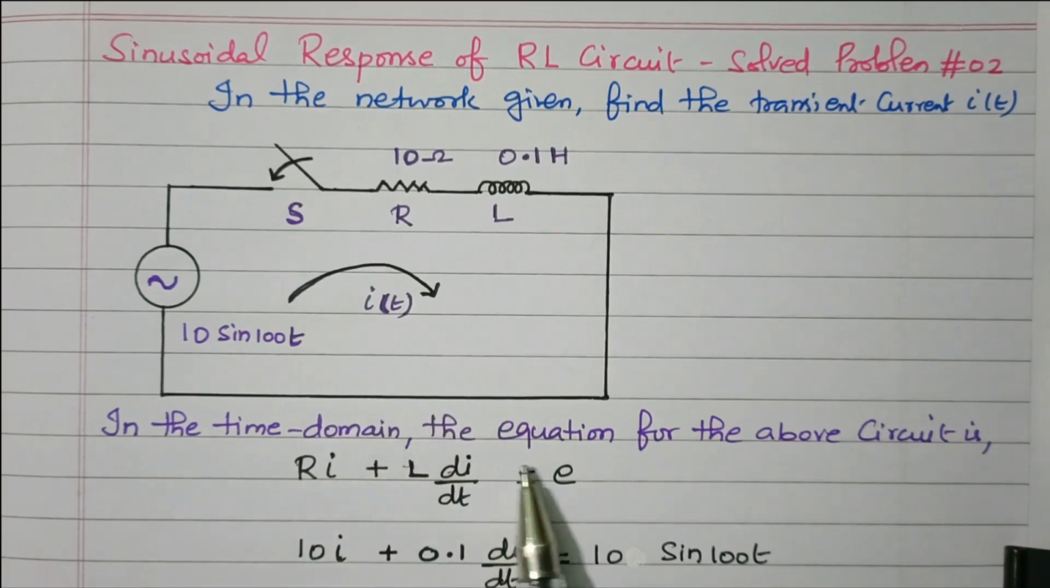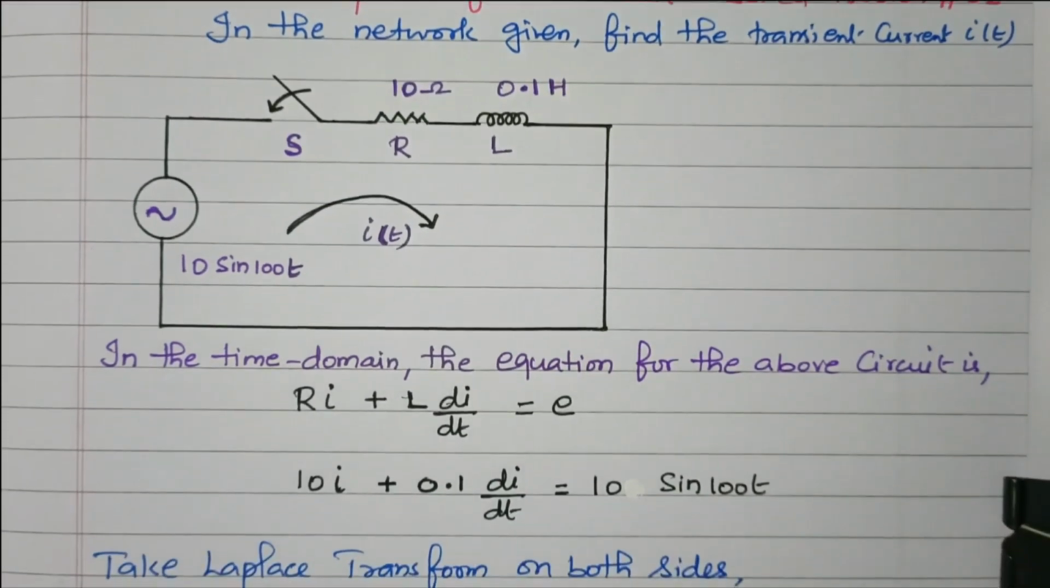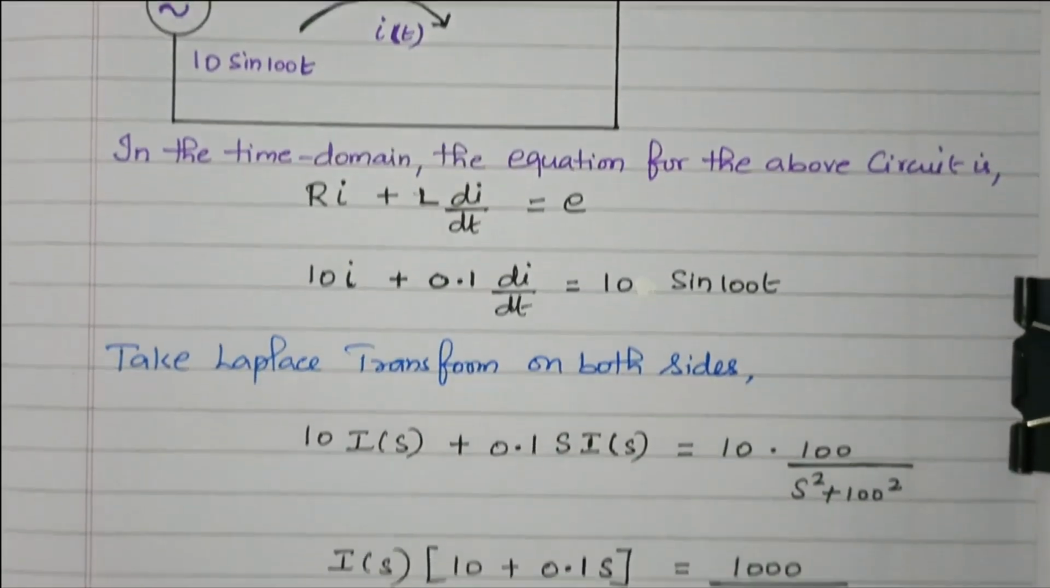So in the time domain, the equation for the above circuit based on Kirchhoff's voltage law: the applied voltage equal to resistive drop plus inductive drop. Voltage rise equal to voltage drop. So R into i plus L di by dt equal to e. Now we'll substitute the values here. R is 10 ohm, so 10 i plus inductor is 0.1 di by dt. Applied voltage is 100 sin 100t. Our aim is to find the transient current.